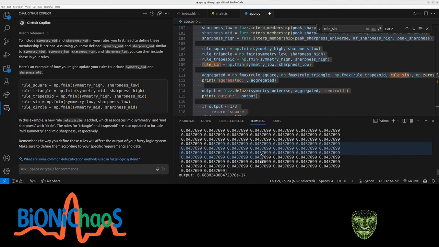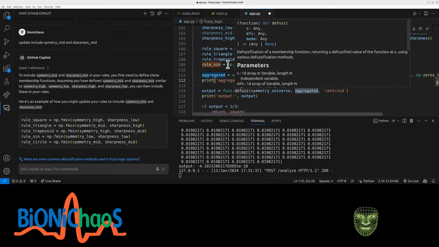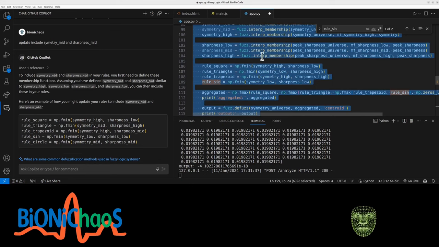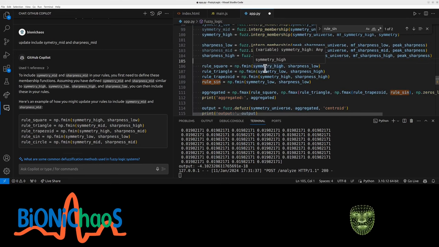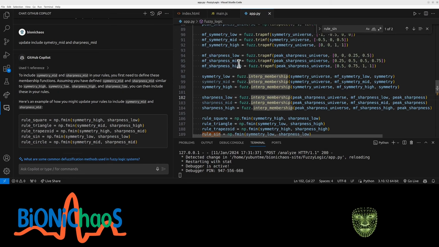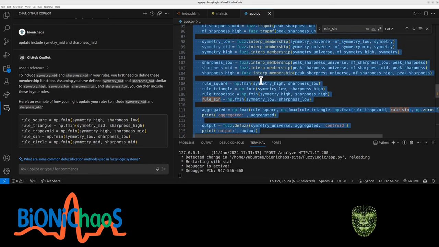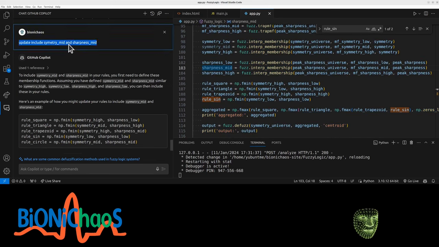Okay, the aggregated numbers also don't make sense. They're all the same. Why? Let's try to fix the whole code. Yeah, obviously ideally we would have had the visualization of the fuzzy logic rules and membership functions. Well, we don't have it, just have to deal with it, because we're using a language model anyway. Okay, so the current problem is that these two are not being used. Symmetry mid and sharpness mid are not used.